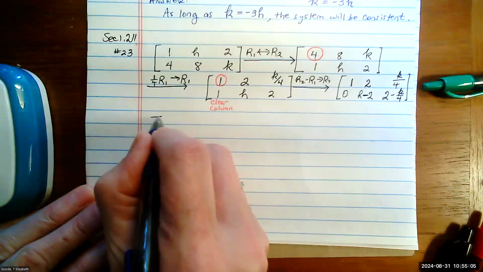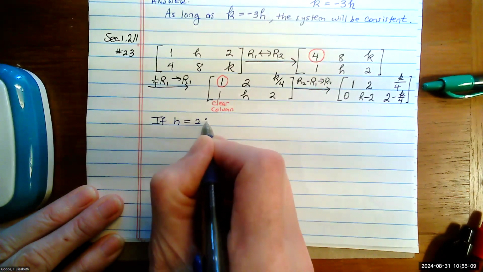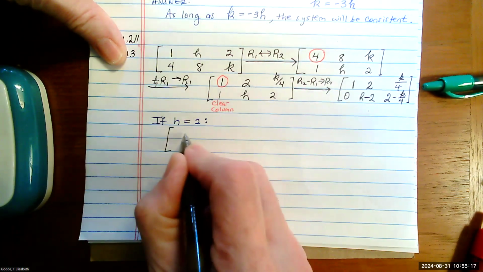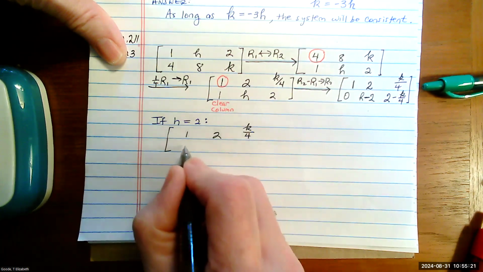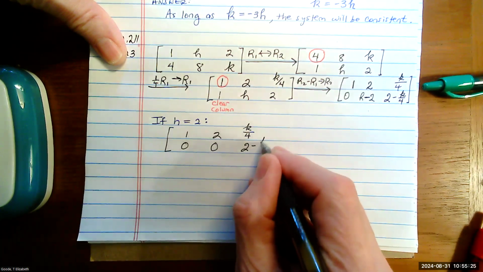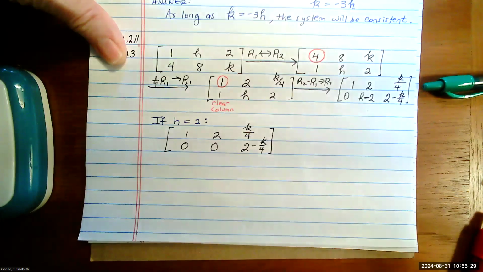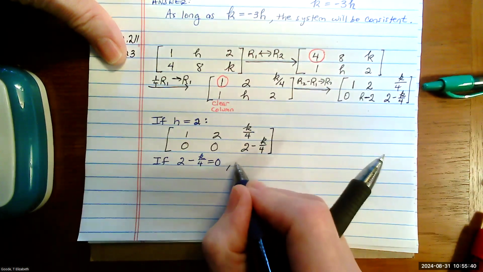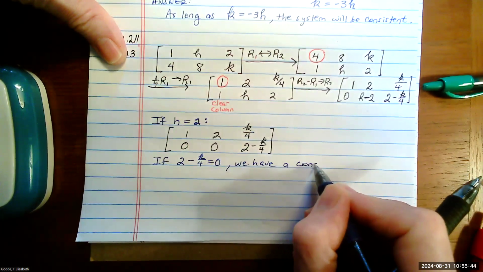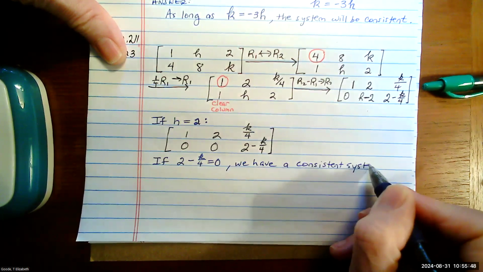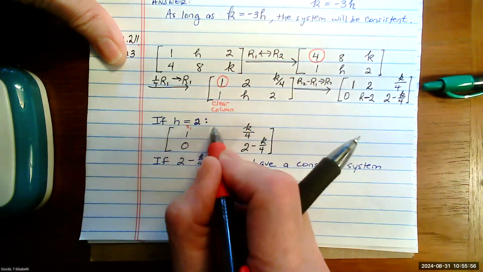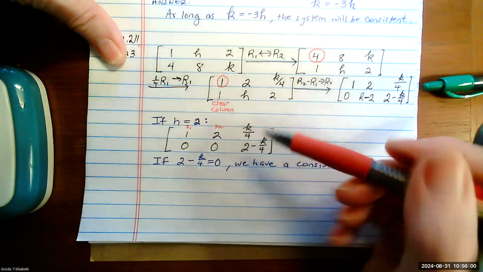So let's explore if H equals 2. What could happen? Okay. So if H equals 2, then what do we have? We have 1, 2, K over 4, 0, 0, 2 minus K over 4. And then there are two cases. If 2 minus K over 4 equals 0, we have a consistent system because we'd have a row of all zeros, and that is not a problem. It just means that we're going to have a free variable because now, having a row of all zeros does not always mean you have a free variable, but it does here because we have two unknowns and we have two rows, which means we have two equations.